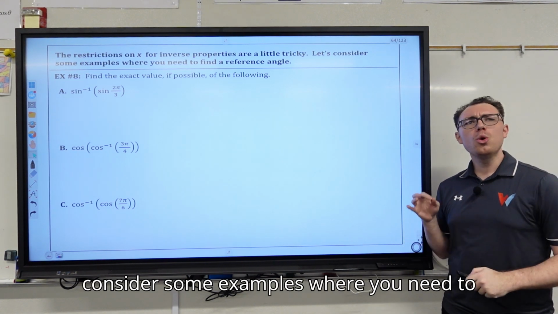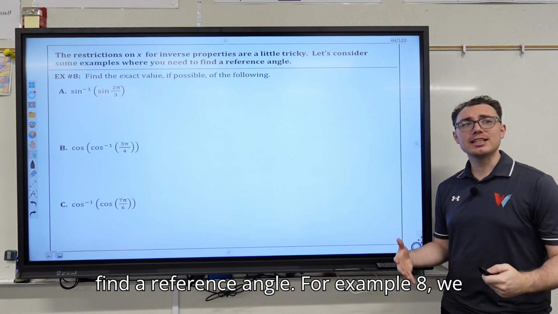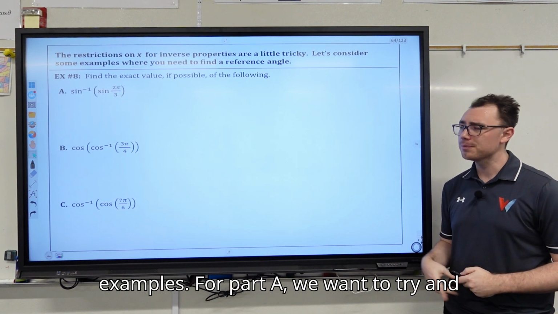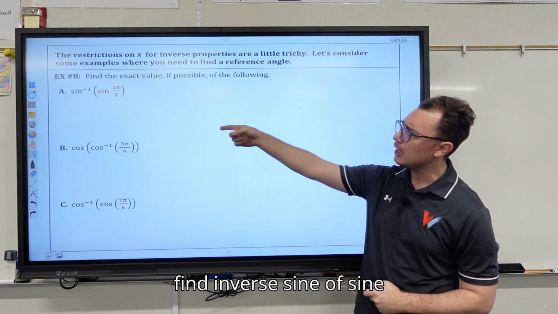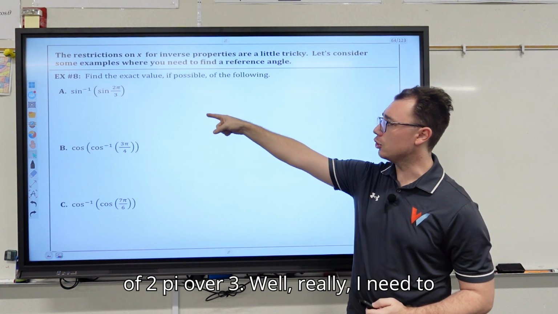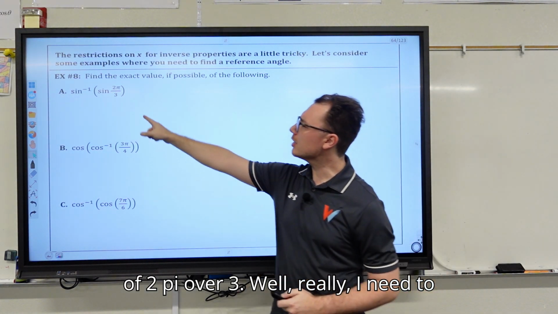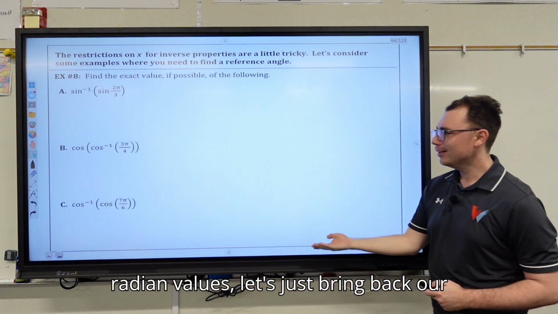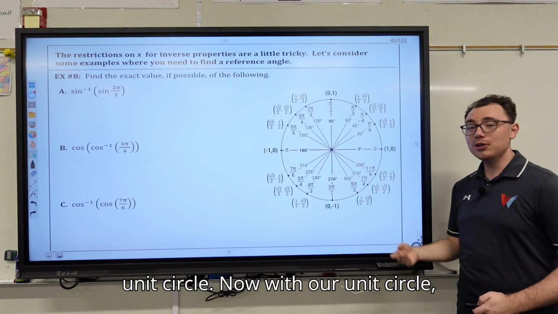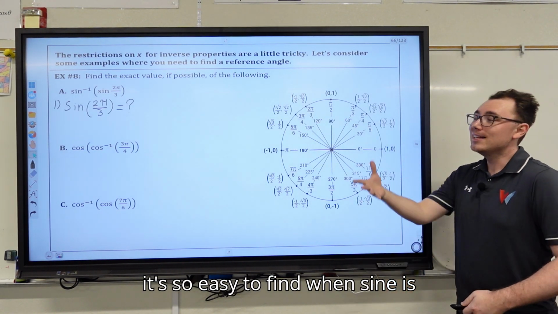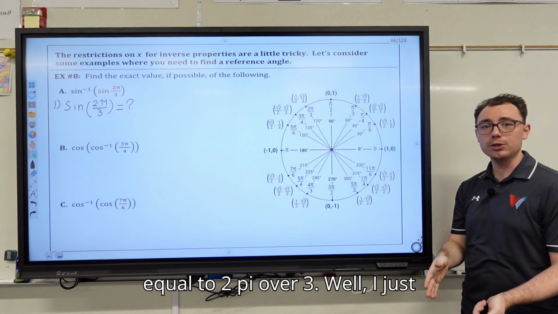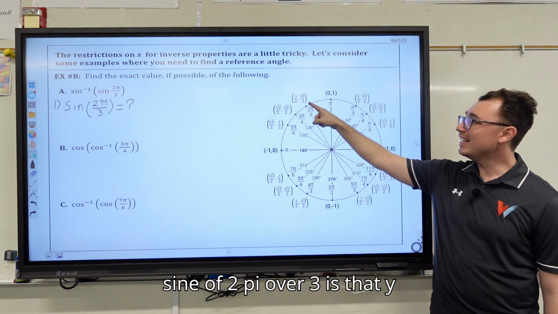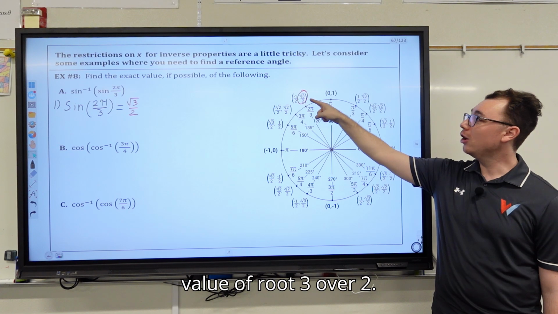Let's consider some examples where you need to find a reference angle. For example 8, we want to find the exact values, if possible, of the following three examples. For part A, we want to find inverse sine of sine of 2π/3. Well, I need to solve this interior argument first, and since I'm dealing with radian values, let's bring back our unit circle. With our unit circle, it's easy to find sine of 2π/3. I just find 2π/3 right here, and I know sine of 2π/3 is that y value of √3/2.